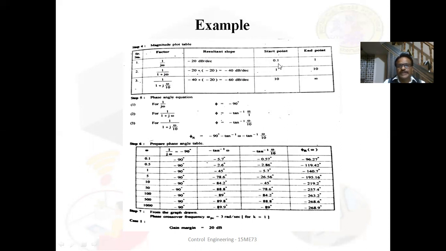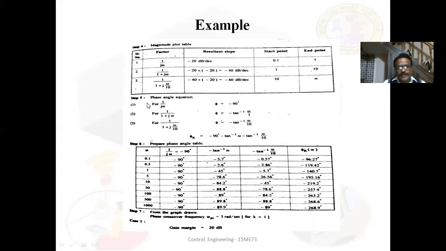Its start point is 1 radian per second, and the next corner frequency is 10 radians per second. Then you consider another factor, 1 by 1 plus j omega by 10. The previous slope is minus 40. For this, the slope is minus 20, so the resultant is minus 60 dB per decade. That slope starts at 10 radians per second and ends at infinity.